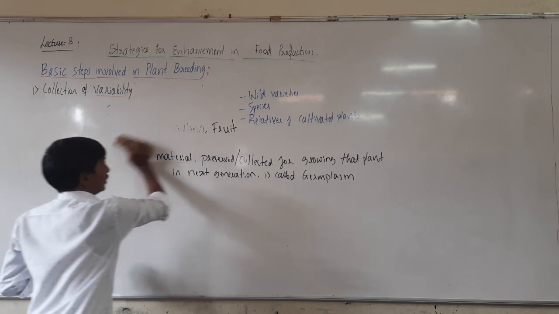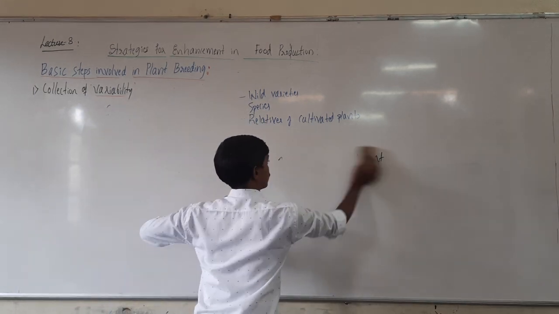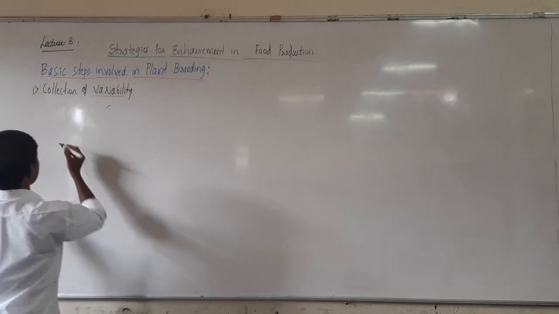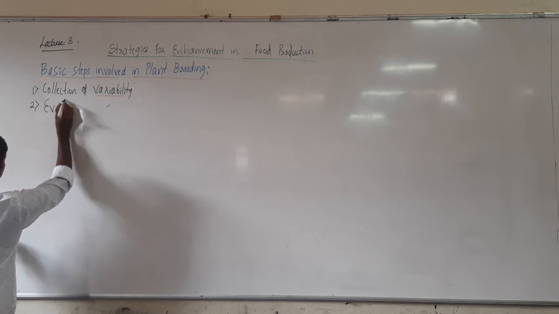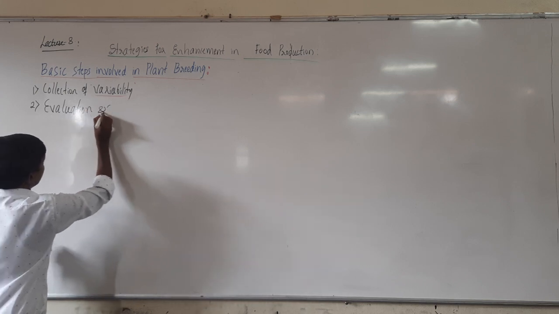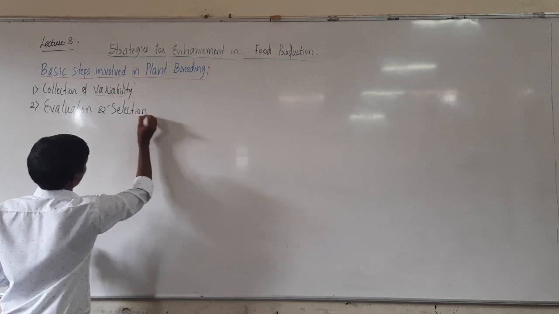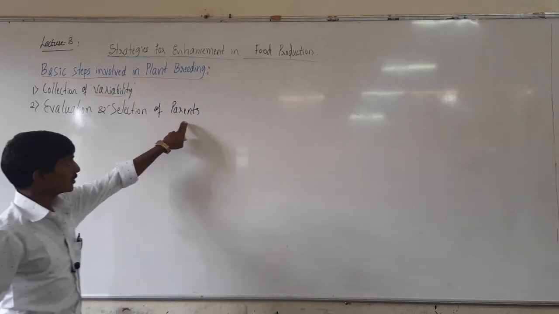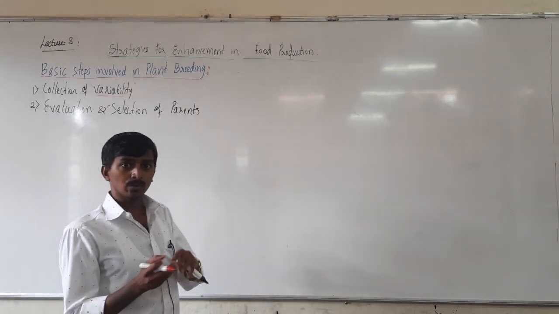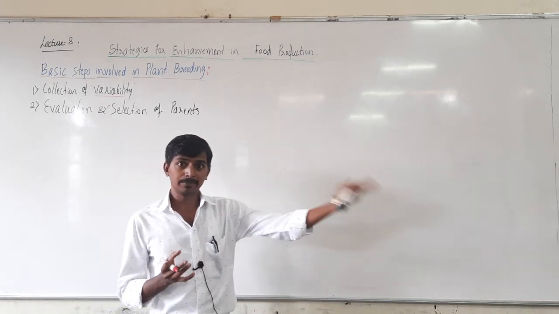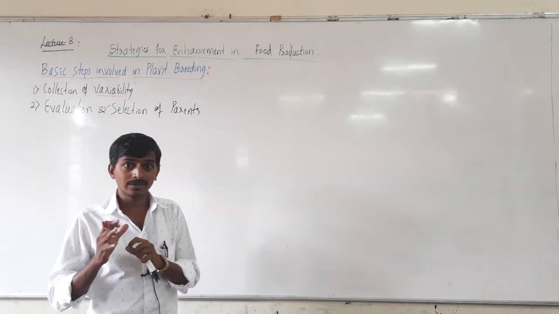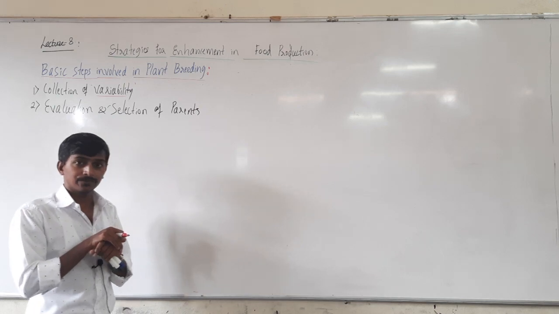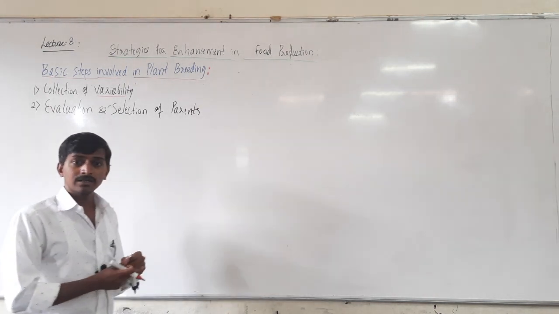After collection, when you visit different places and collect different varieties of the plant, what will be done after bringing all of them? Then the second step will be evaluation and selection of parents. I use the word parents here, right? Parents means the one which gives rise to the next offspring. One plant produces many plants, one animal produces many animals. So the first animal is called the parent, the first plant the parent plant. Means for the process of reproduction we are selecting the parents. For the process of pollination, fertilization, seed formation, we are selecting the parents.